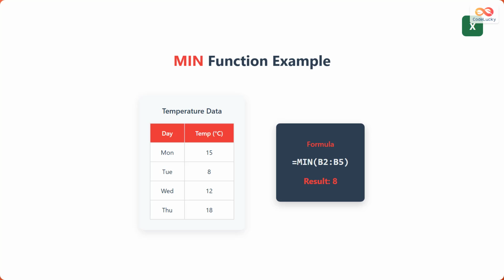Now let's see an example of the min function. Suppose you have temperature data for different days: Monday, Tuesday, Wednesday, and Thursday, with the temperature values of 15 degrees Celsius, 8 degrees Celsius, 12 degrees Celsius, and 18 degrees Celsius respectively. To find the lowest temperature, you can use the formula =MIN(B2:B5). This formula instructs Excel to find the minimum value within the range B2 to B5, representing the temperature values. The result of this formula is 8, indicating that the lowest temperature was 8 degrees Celsius on Tuesday.